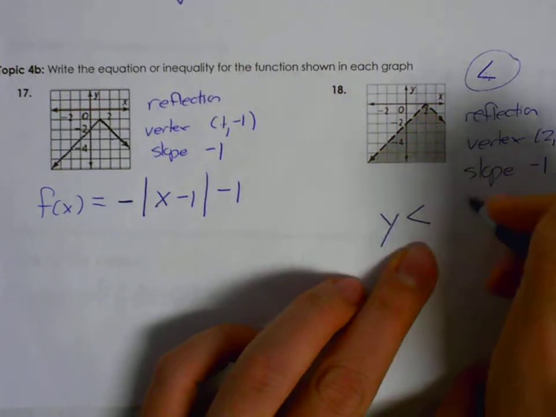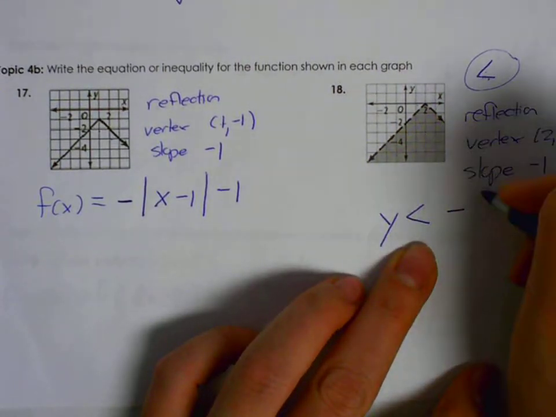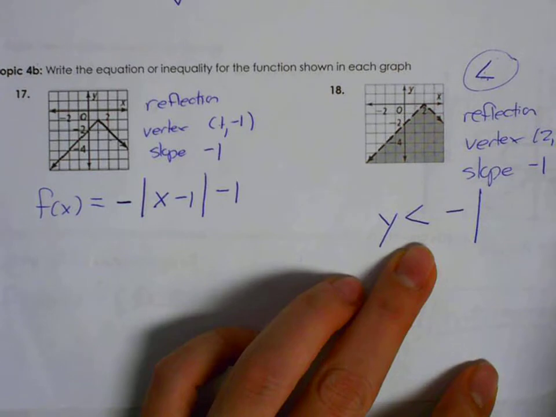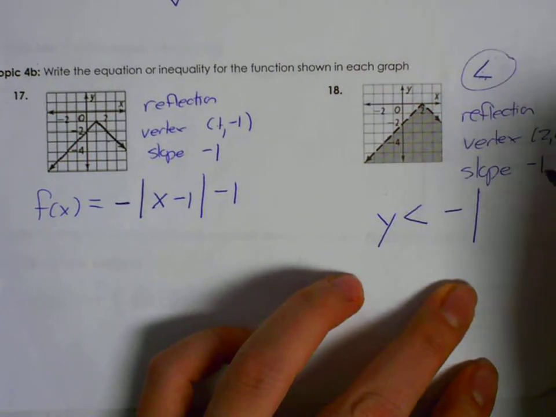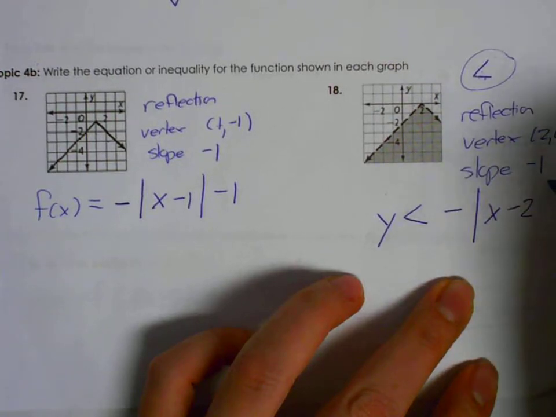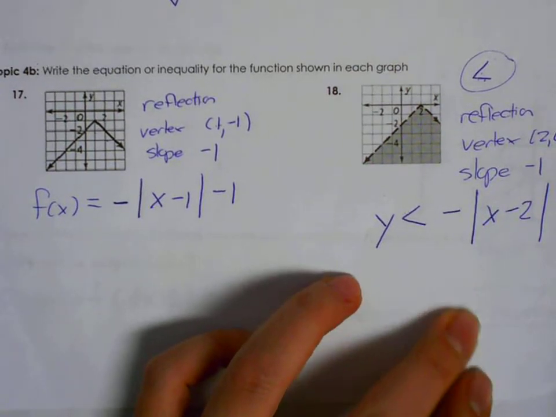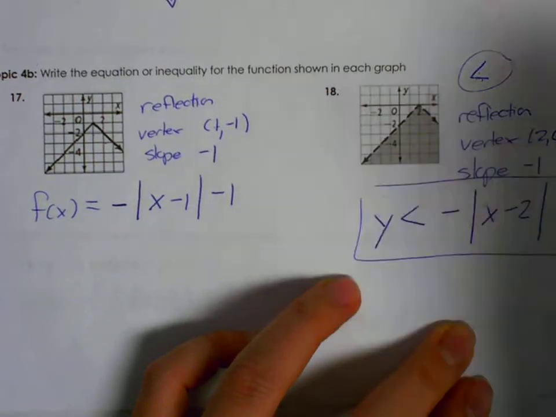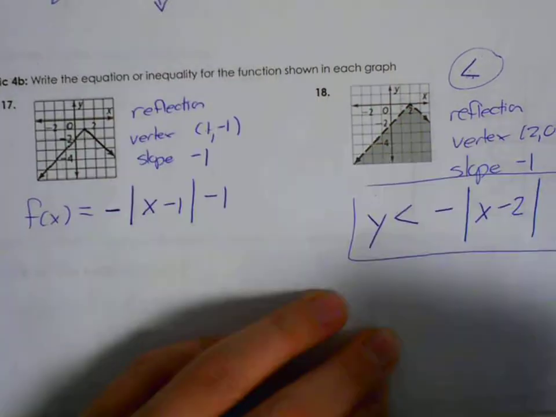And then I have a negative absolute value because I don't have a compress or a stretch. X, if my vertex is 2, that's going to be minus 2. And then there's nothing following. So y is less than negative absolute value of x minus 2.